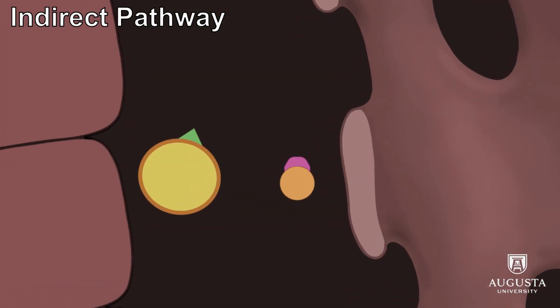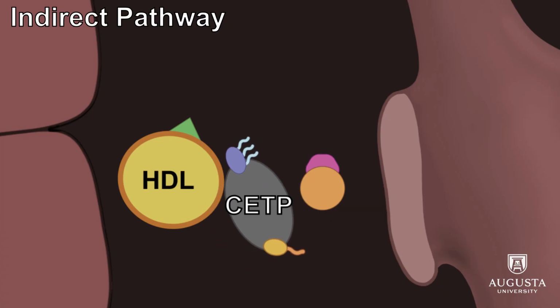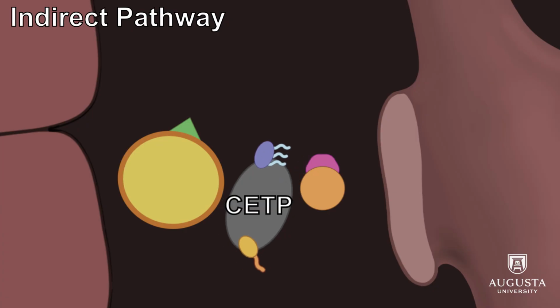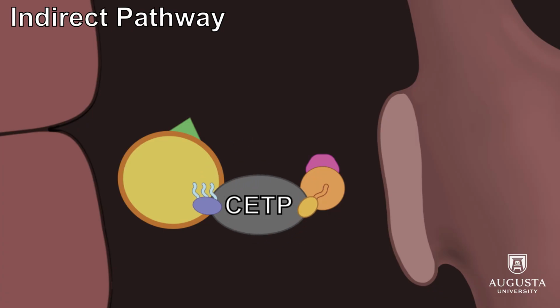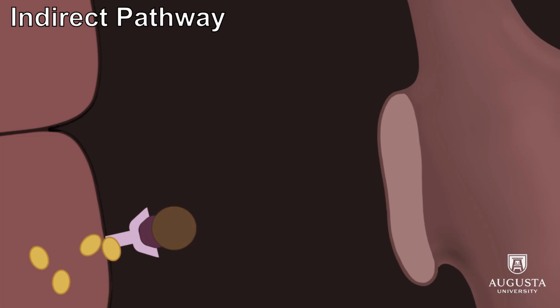In the indirect pathway, cholesterol ester transfer protein, or CETP, facilitates a bidirectional transfer of cholesterol esters from HDL to ApoB-containing lipoproteins, such as VLDL, IDL, LDL, and chylomicron remnants, in exchange for triglycerides. The net effect is a transfer of cholesterol from HDL to these lipoproteins. These ApoB-containing particles are eventually taken up by the liver, thereby returning the cholesterol indirectly.